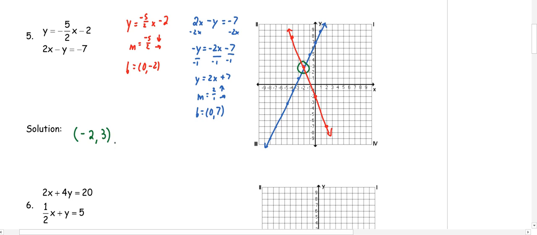So remember, if you can't find a point where they intersect and they look like they're going to intersect on the other side of the y-axis, you have to use the opposite of your slope to go the opposite direction.